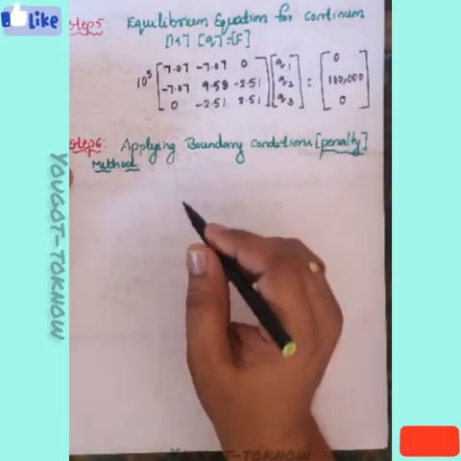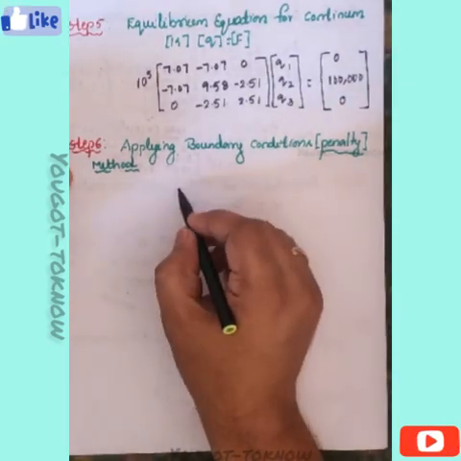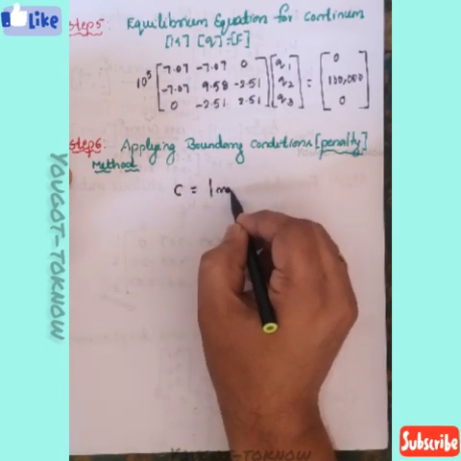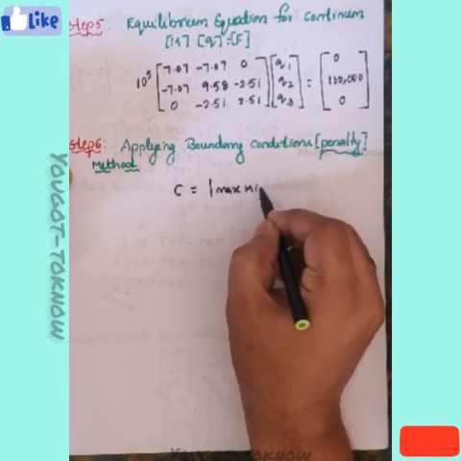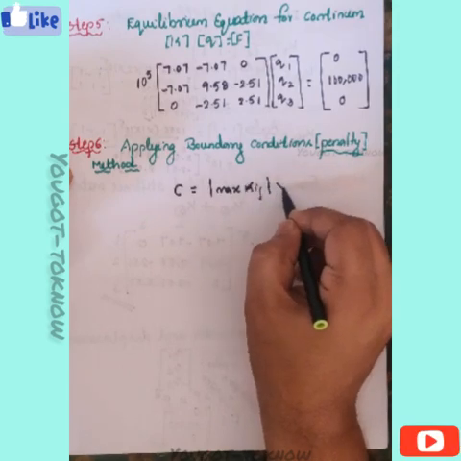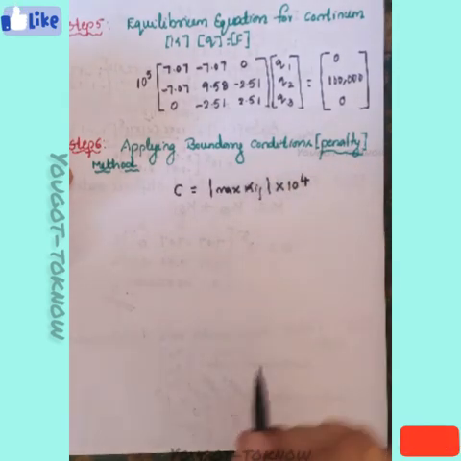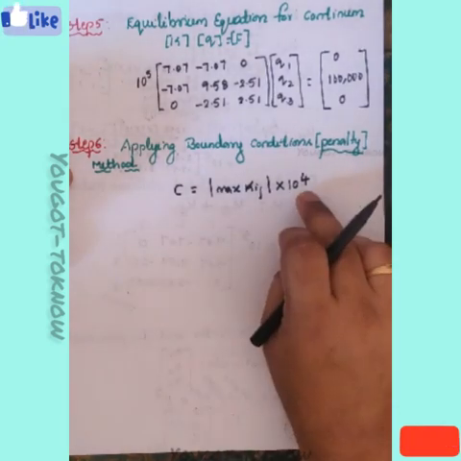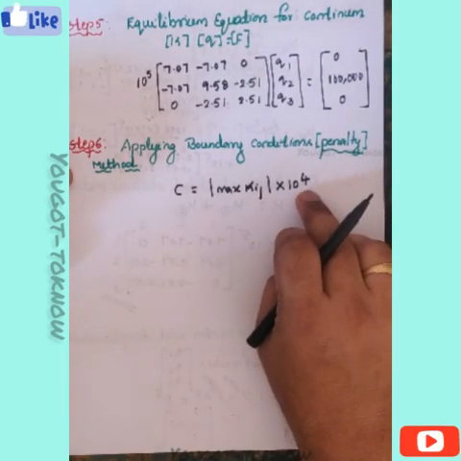The penalty method means you should use a penalty value. Penalty value is represented by C. C equals the maximum of Kij times 10 power 4. This 10 power 4 is not a constant; you can use 10 power 5 also, but the minimum should be 10 power 4.